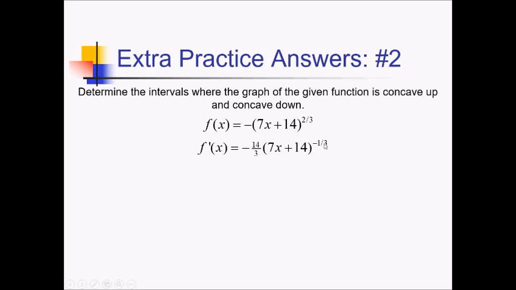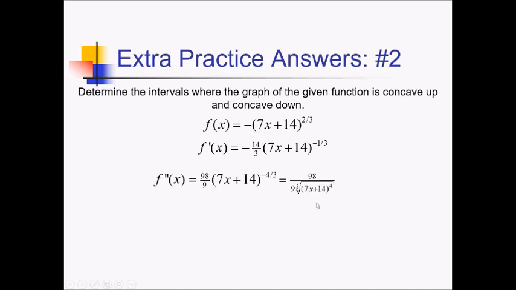That's 14/9. But we have to multiply by the inner tail here of 7. So that's going to be 98/9, all of this stuff to the negative 4/3 power. I'm going to turn this into radical form, so I'm not trying so hard to find critical values with this. So this is going to be the cube root of (7x plus 14) to the 4th power, and all that's going to be in the denominator next to the 9.